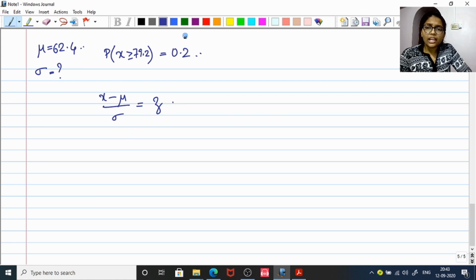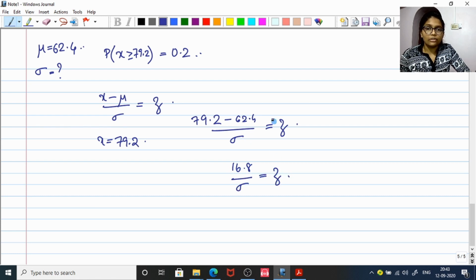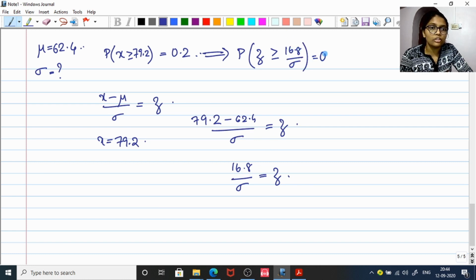And you are given the x value as 79.2, isn't it? So substituting over here, you will have 79.2 minus 62.4 divided by sigma equal to z. That means 16.8 divided by sigma is equal to your z value. Now substitute the whole thing over here, that is P of, instead of x you need to write z greater than or equal to, instead of 79.2, the z variable which is 16.8 by sigma. 16.8 divided by sigma is equal to 0.2.